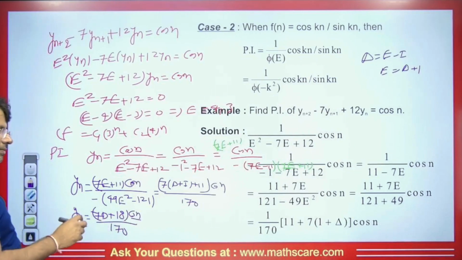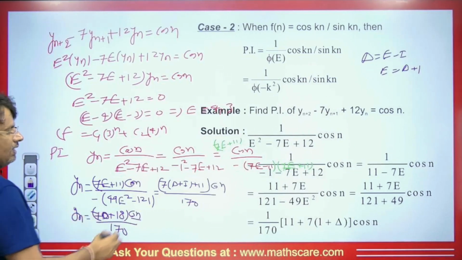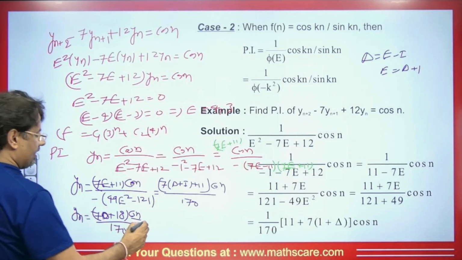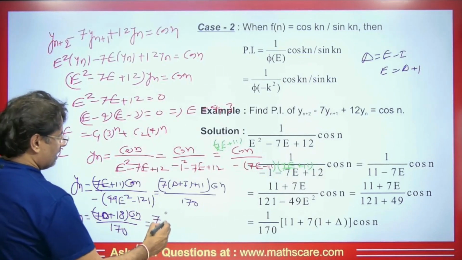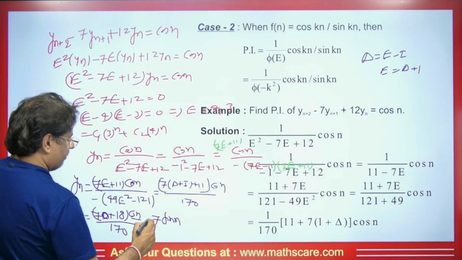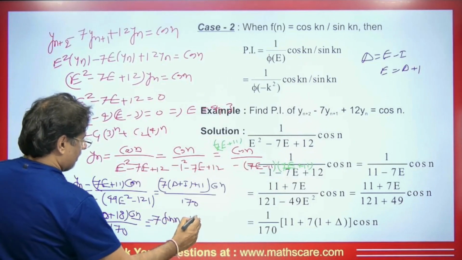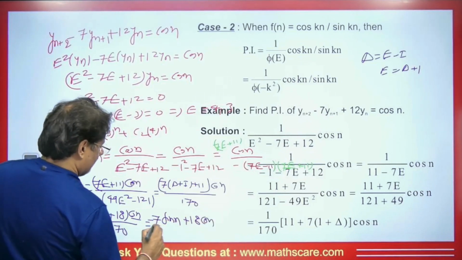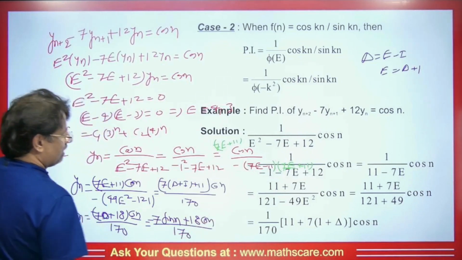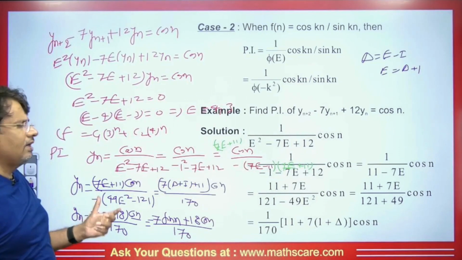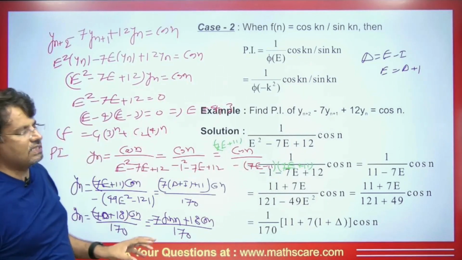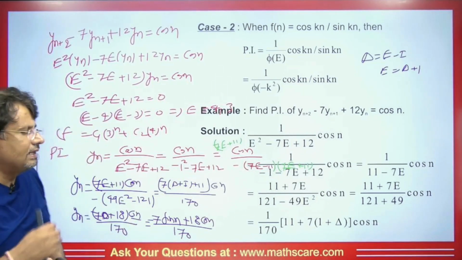Here the derivative of cos n, can you see D here? D means delta and delta means difference, right? The difference of cos n here will be sin n, which will be negative, and then here we will have plus 18 cos n divided by 170. Right students? So we got its particular integral now. Then the final answer we will get is CF plus PI. So we can very easily do this.